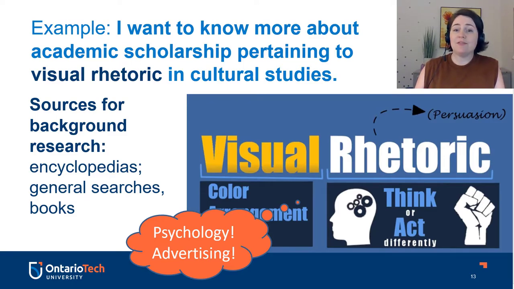You might find information in online encyclopedias, in videos, or maybe even in a book. Here I found a video about visual rhetoric that mentioned persuasion and affecting how people think or act. This made me think of possible connections to this topic with subject areas like psychology or advertising.